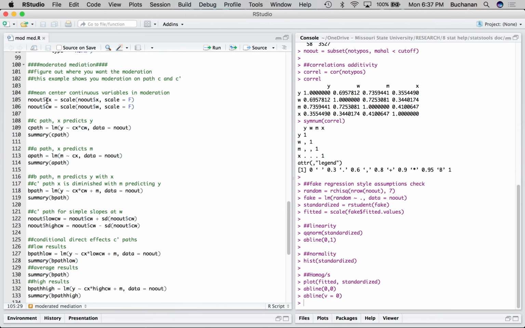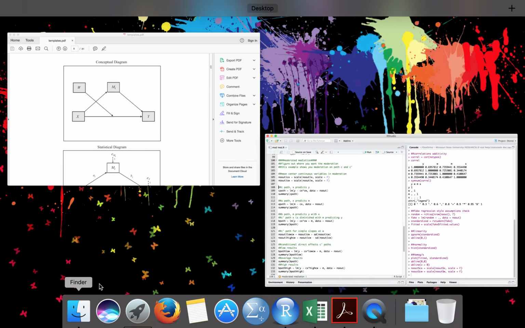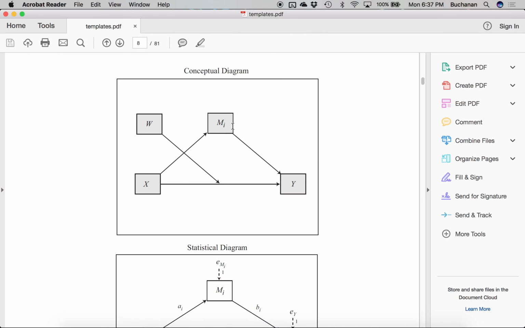So I'm going to center my X and my W. I'm not going to center M because it is not part of the interaction, so there's no need to center that. If you have your interaction on the A path here, you still wouldn't need to center M. If you have it over here on B, you would need to center M and W. So you have to see what variables are part of the interaction to know which ones to center.